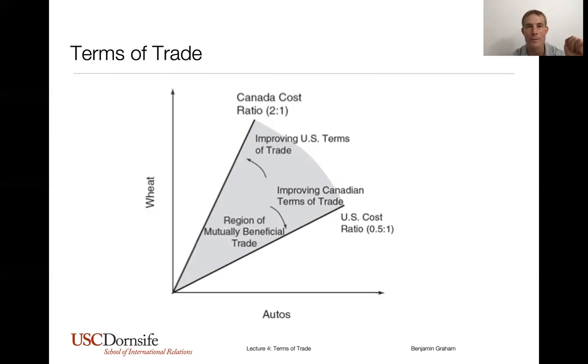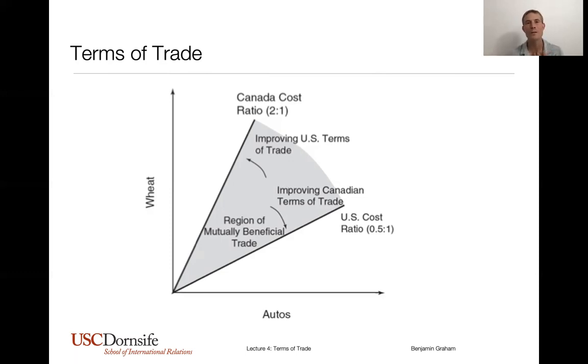One of the partners becomes better off not trading. But we have this whole wedge in which both countries are better off. But if we're down here, closer to the US marginal rate of transformation, then Canada is capturing all the gains from trade. And if we're all the way up at Canada's marginal rate of transformation, then the US is capturing all the gains from trade.